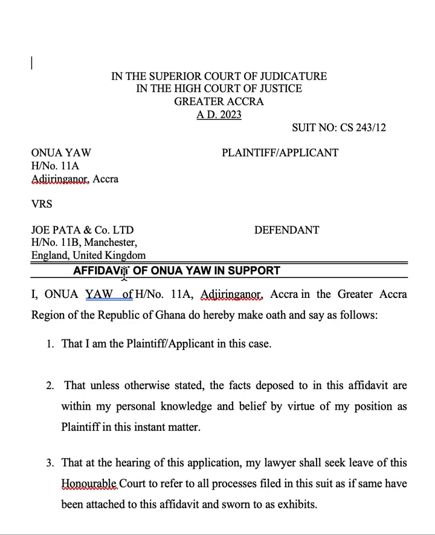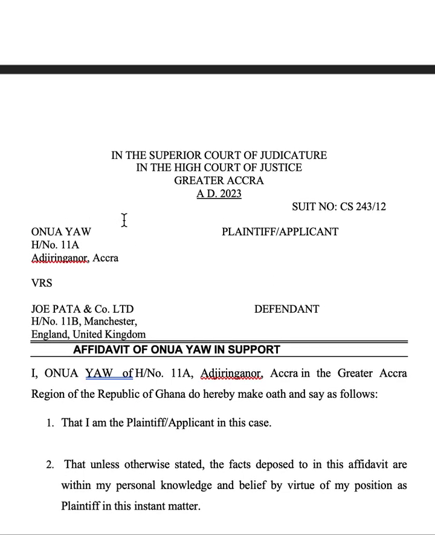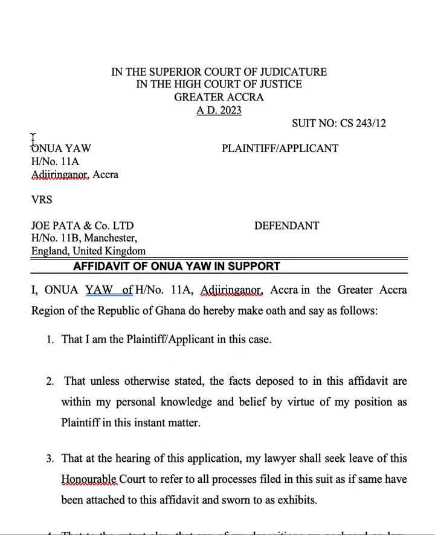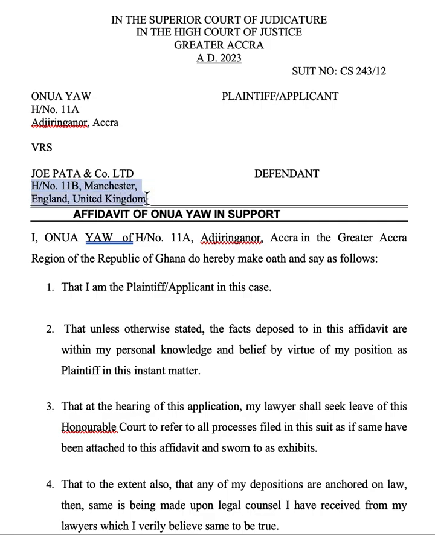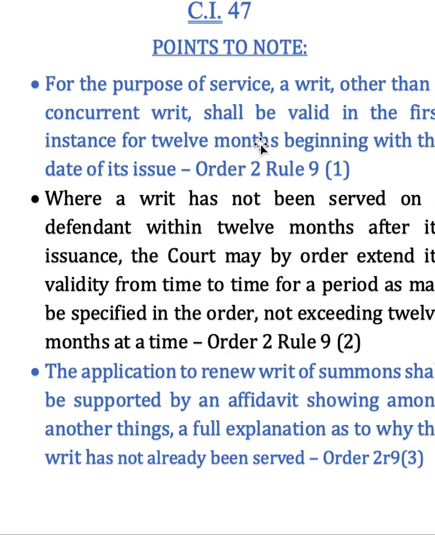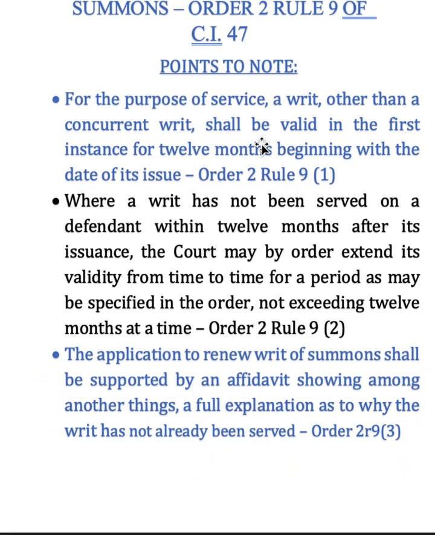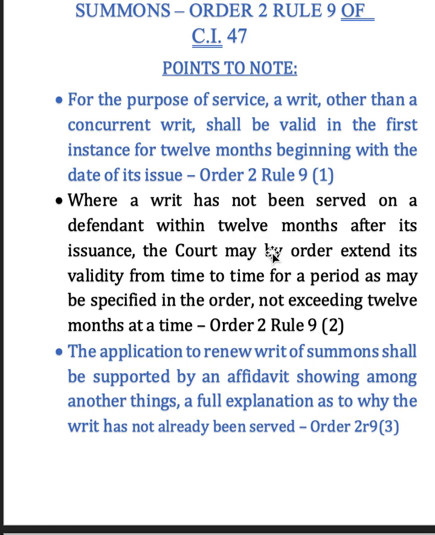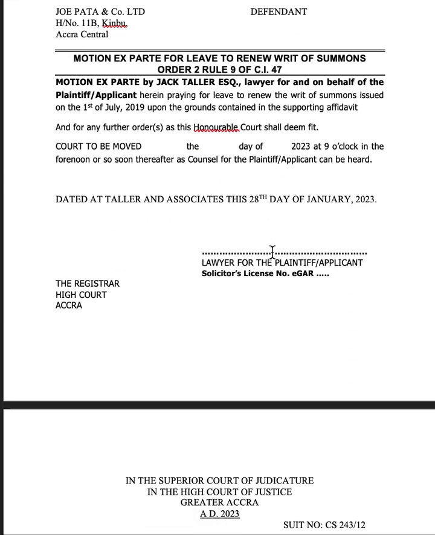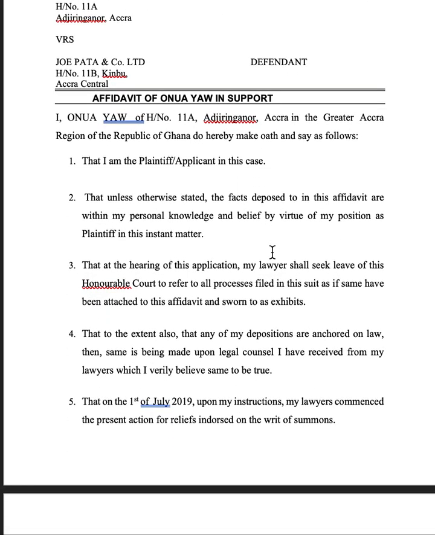Same title, plaintiff applicant, same title. Now the affidavit. Affidavit of Onuyaya in support. Before you begin drafting the affidavit, bear in mind these things. That the writ is valid for 1 year. You can apply to the court for an order to extend it, but you must depose to all the circumstances, including why the writ has not already been served. We shall see these in our affidavit.